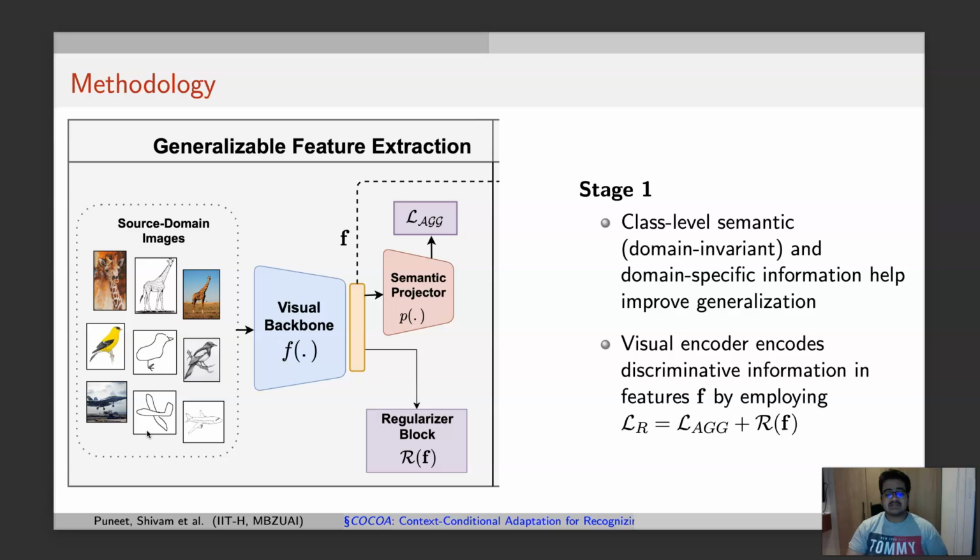Since both class-level semantic information as well as domain-specific characteristics are important for generalization to unseen domains, we train a visual encoder that can extract such features from multi-domain images input to our model. We employ a loss LR as shown for this purpose. The regularizer RF in our loss function allows us to regulate the amount of domain-invariant or domain-specific information in features F required for better generalization.